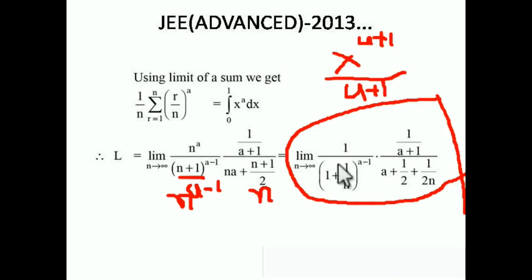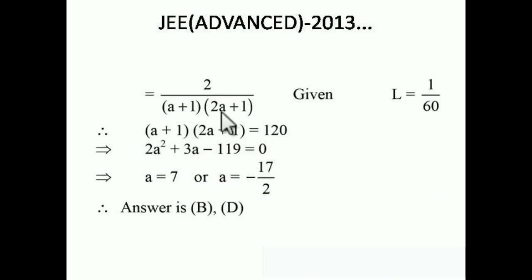Okay, so 1 by n, as n tends to infinite, 1 by n tends to 0, so this term becomes 0. 1 raised to something, that is 1. Then 1 upon a plus 1 as it is, a plus 1 by 2 as it is, 1 upon n is 0, so this also becomes 0. So we are left with 1 upon a plus 1 and a plus 1 by 2. So I just simplify. Here it has 2 as LCM, so 2a plus 1 and 2 goes up in the numerator. So we are left with 2 upon a plus 1 into 2a plus 1. So this is my limiting value.